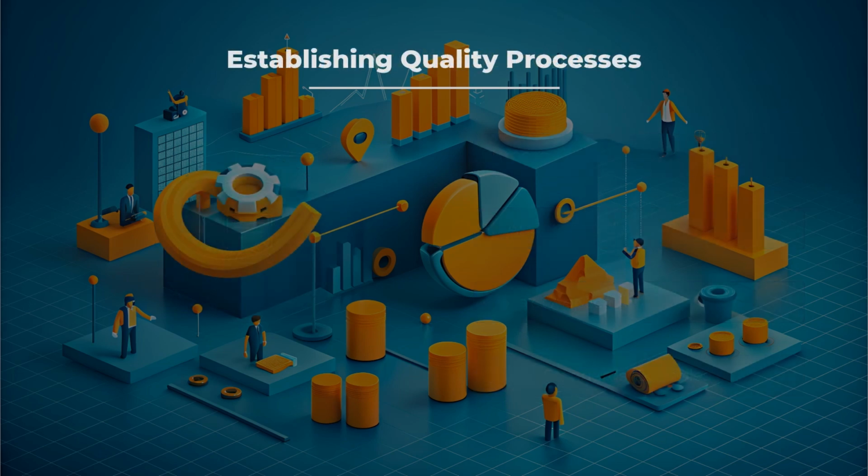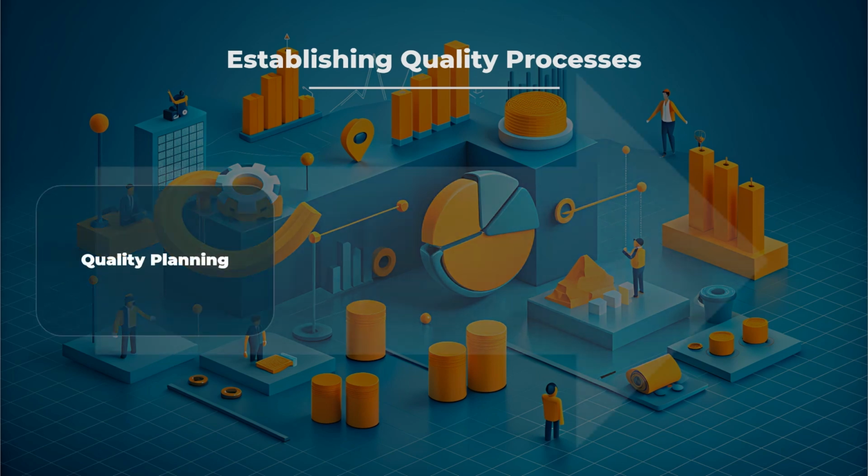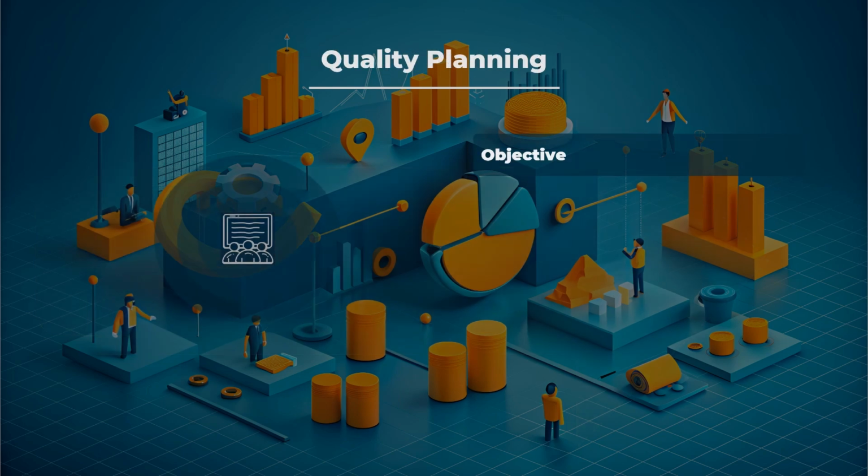In this block, we will cover 3 key quality processes essential for ensuring project success. Let's start with quality planning. The objective of quality planning is to identify the quality requirements and standards for the project and to document how the project will demonstrate compliance with these standards.